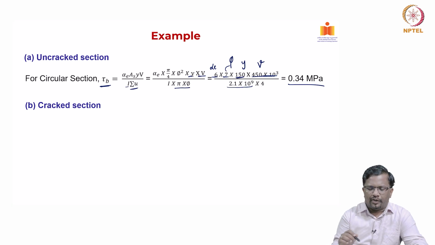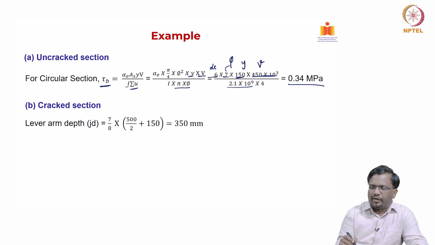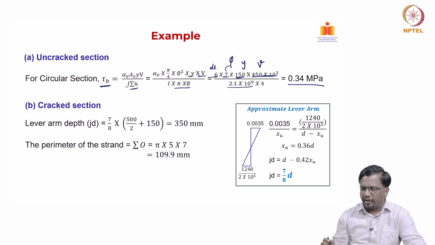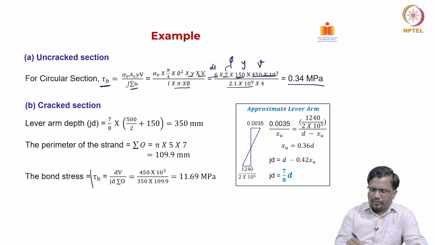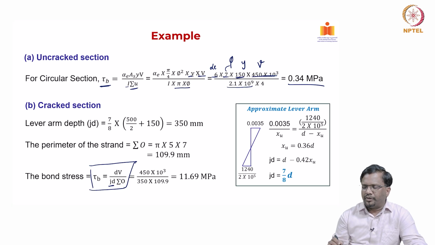So, we derived this expression. The lever arm depth, we take that as 350 millimeter. How do we get that lever arm depth? Again, if you go back, the formula is this. The bond stress for a cracked section will be the shear that is acting in the section divided by the lever arm times the perimeter per unit length, right. So, this is the stress calculation. The shear, 450, is given to you. Now, what is the lever arm? The lever arm is what we are showing here.